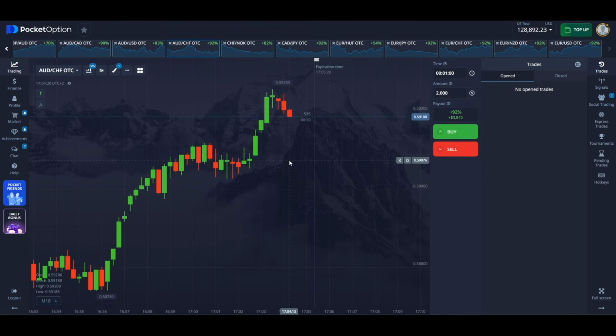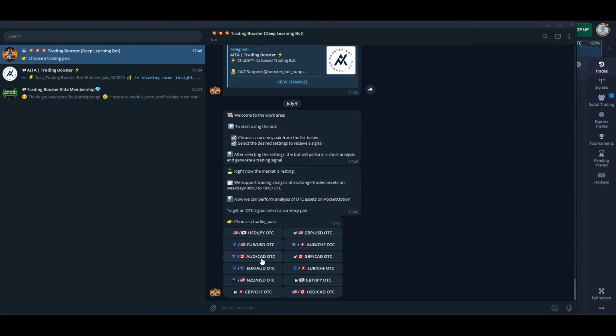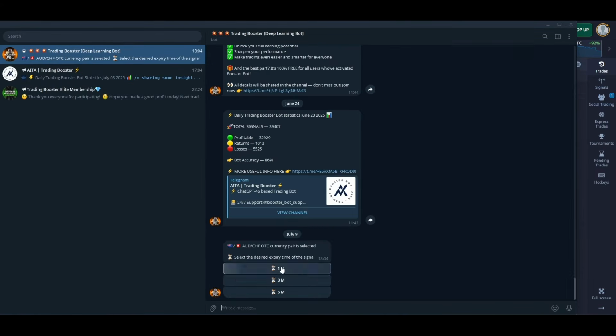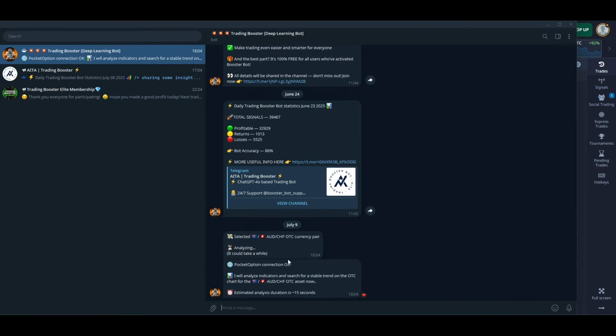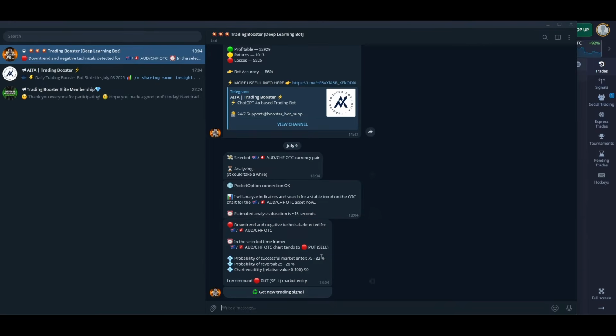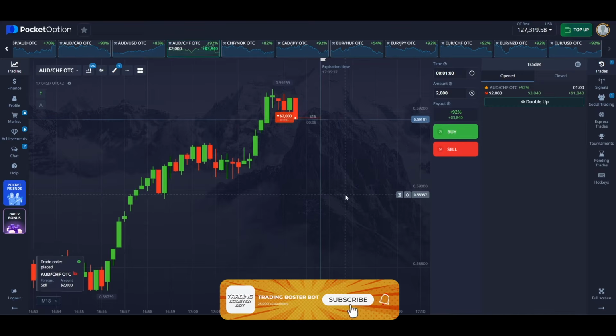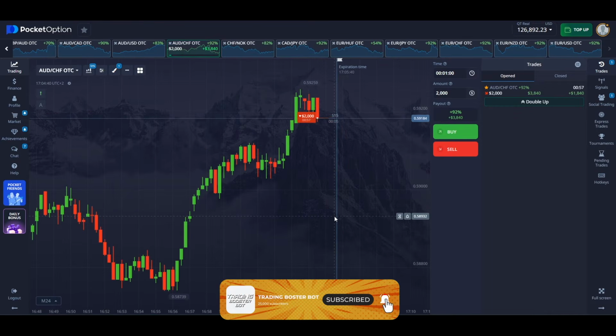Let's just, for example, open a trade on the OTC market. I'm choosing the currency pair Australian dollar, Swiss franc. I go to the booster bot, select this currency pair, and set the trade time to 1 minute. Now all that's left is to wait for my signal. I get a sell signal with pretty good percentages. And right from here, I open a sell trade. Look, we have a few options.